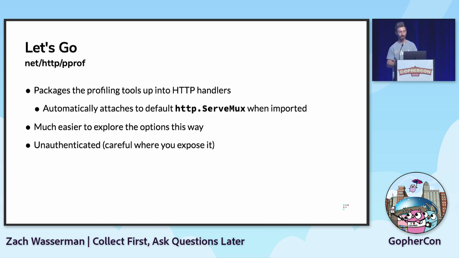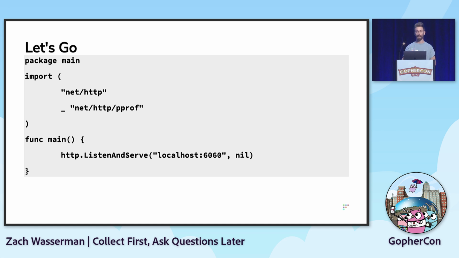It's way easier to explore the options when you have them like this than kind of digging through those Go docs. But also note, this is unauthenticated. So if you attach this to your default routes and you have a server that's listening on the internet, well, now anyone who can hit that server can get all this debug information. So be careful where you expose it. You could expose it on a port that's not forwarded. You could expose it on an interface that's not available. Few options there.